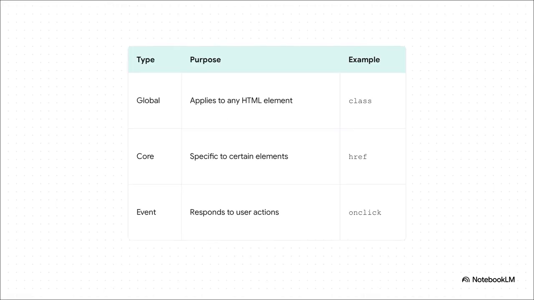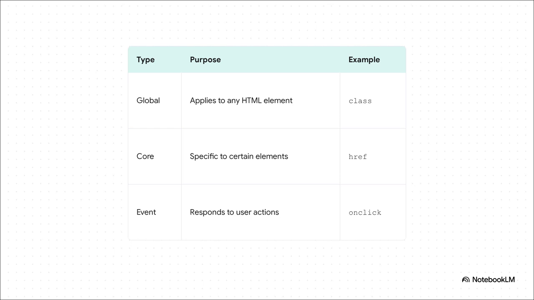It might seem like there are hundreds of different attributes you've got to memorize, but here's the secret: you don't. It all boils down to just three main types. If you can get your head around these three, you're going to see the whole big picture. So let's break them down. First, you've got global attributes. Think of these as your universal tools. You can pretty much use them on any HTML element you want. Then there are core attributes.